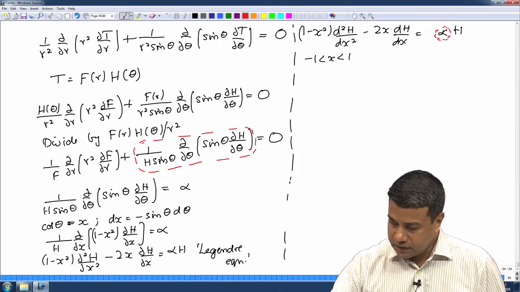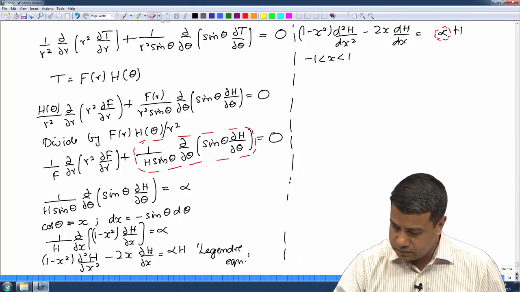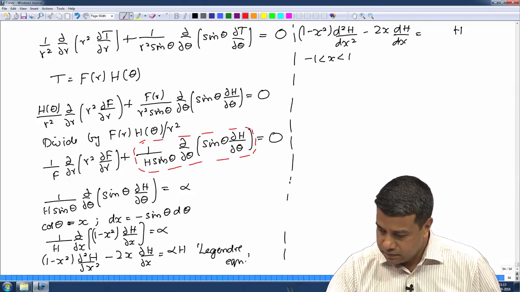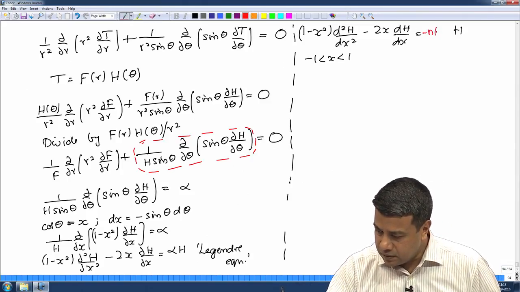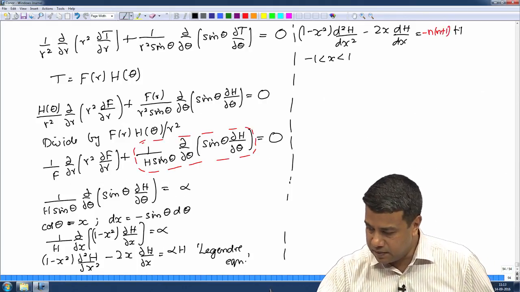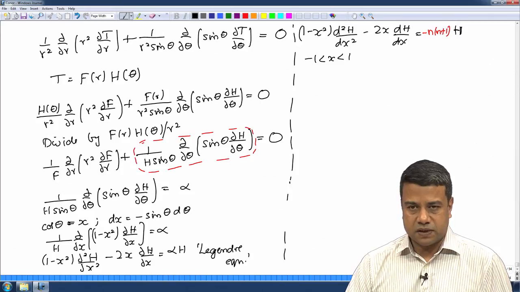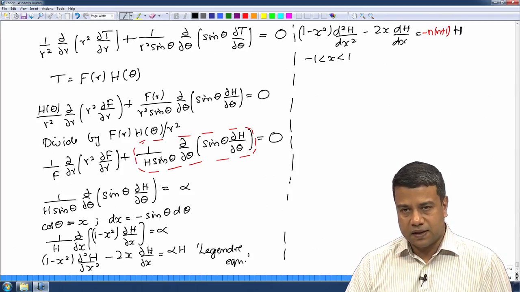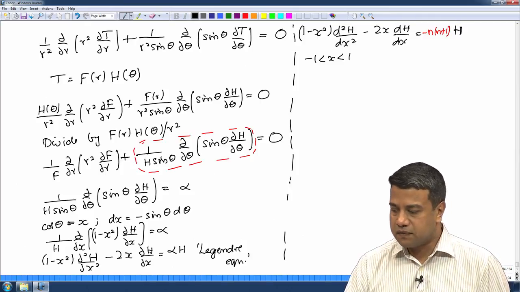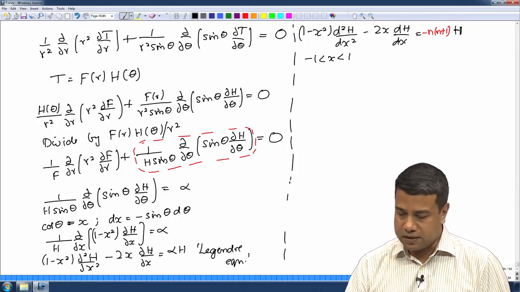It turns out that this function alpha has to be minus n into n plus 1, where n is an integer. The value of alpha has to be minus n into n plus 1, where n is any integer value. For 0 it is of course 0, but then n can be 1, 2, 3 etc. Any integer value. If n is an integer value, then the solution for this equation is finite at both theta equal to 0 and theta equal to pi.